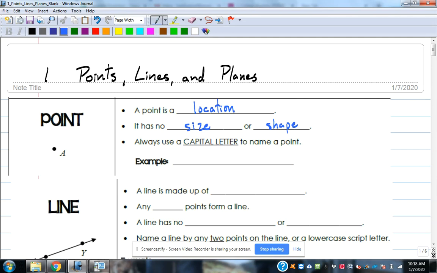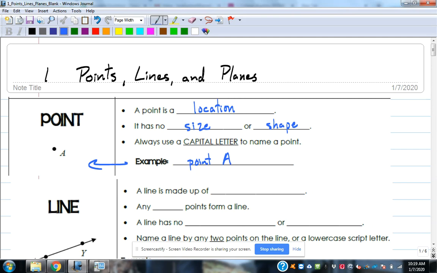And then we always use a capital letter to name a point, okay? So for this example here, this is point A. That's what that picture on the left is on your handout there. So that's point A. So a capital letter to use that.